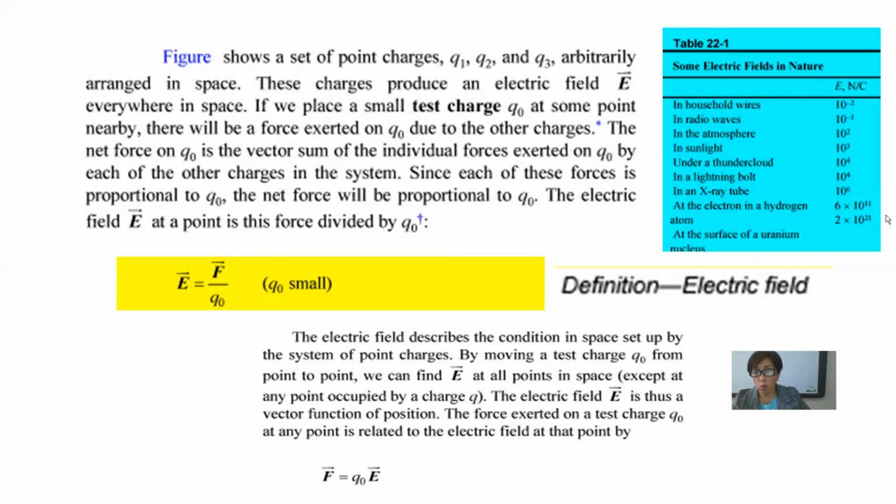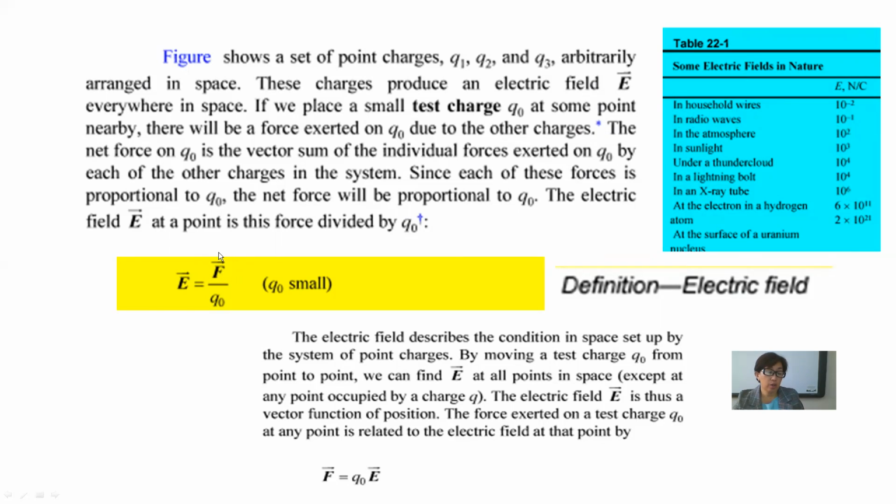Here are some electrical fields in nature: in household wire, radio waves in the atmosphere, sunlight, clouds and lightning, in an X-ray tube, an electron in a hydrogen atom, and at the surface of a uranium nucleus. Here the value of the electrical field in radio waves is about 10 to the power minus 1 Newton divided by Coulomb.